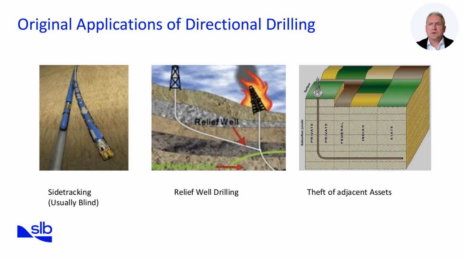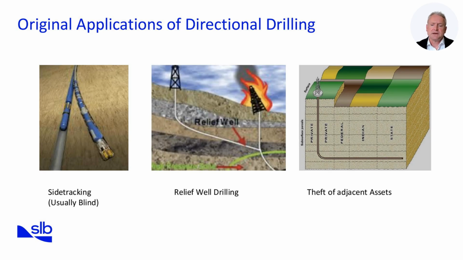Initially, directional drilling was used for 3 main applications. The first was sidetracking to bypass obstacles. In the absence of survey tools, this was done blind. A simple kick-off method would be either from a whipstock or cement plug.